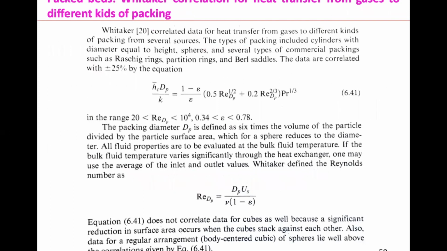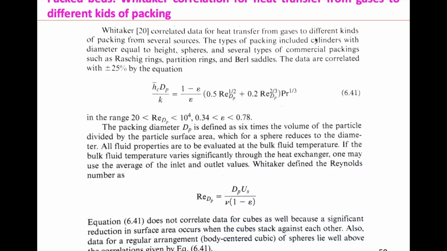So let's go to the correlations, and you have these correlations in your book. I took them directly from your book. The first equation to evaluate packed beds is the Whitaker correlation for heat transfer from gases to different kinds of packing, and it's equation 6.41. If you want to open your book and check equation 6.41, the Whitaker correlation for heat transfer from gases to different packing from several sources.